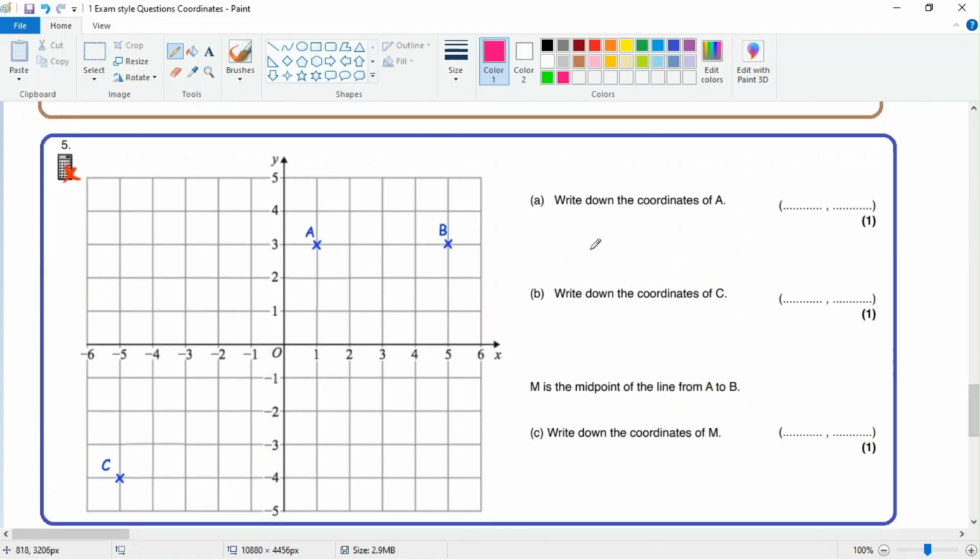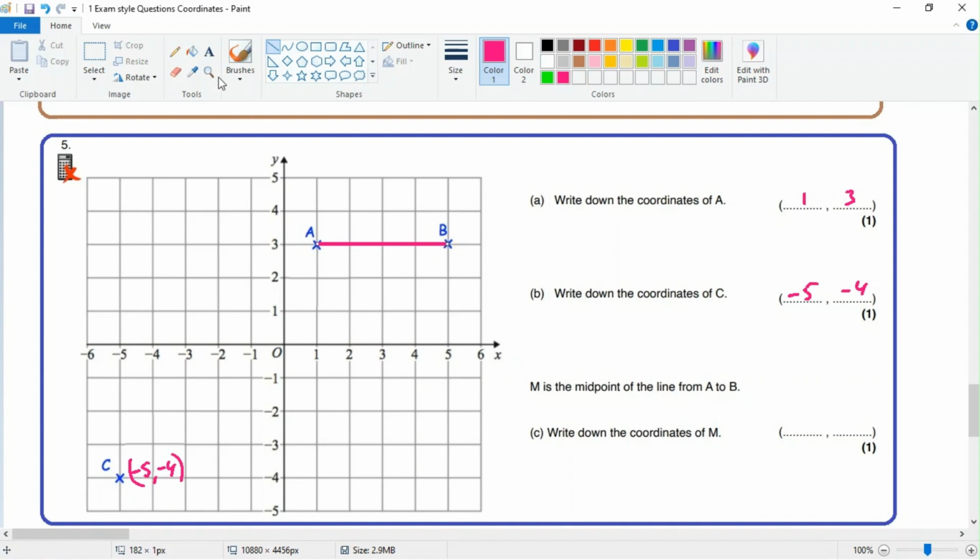In here, the coordinates of A are going to be 1 and 3, x is 1 and y is 3. Write down the coordinates of point C, which is negative 5 and negative 4. M is the midpoint of the line from A to B. Okay, so that means if these 2 points are joined together, something like this.